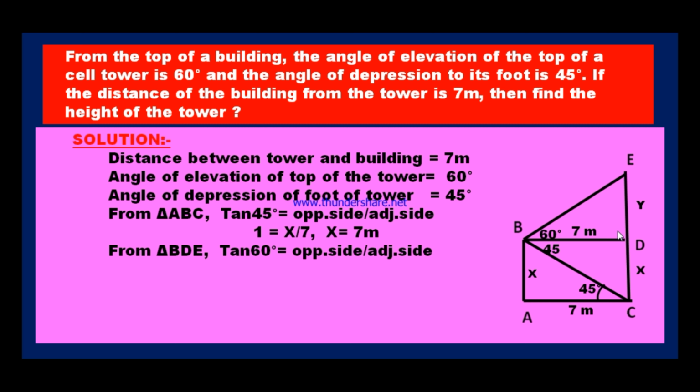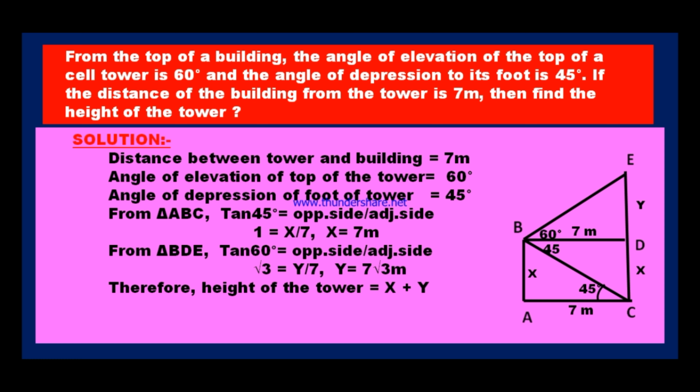From triangle BDE, angle B is 60 degrees, and we know the opposite side for 60 degrees is y, and we know the adjacent side is 7 meters. Therefore, again take tan 60 degrees is equal to opposite side by adjacent side. Tan 60 value is root 3, is equal to opposite side y by adjacent side 7. Or y is equal to 7 into root 3, 7 root 3 meters.